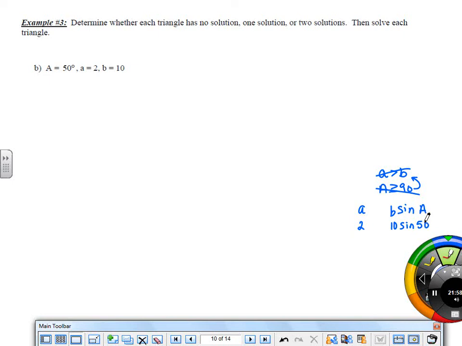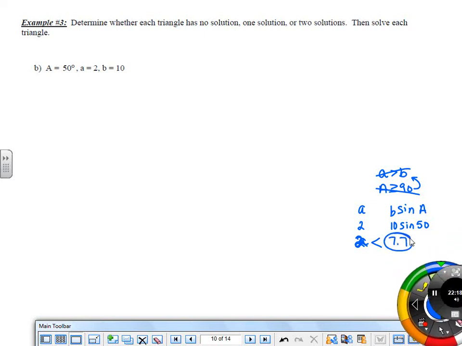So on my calculator, I would figure out 10 times the sine of 50, which is 7.7. And when compared to, 2 is less than 7.7. This means my side length A across from the angle is not long enough to meet the minimum height requirement to build a triangle, which means here there is no solution. There is no triangle that can be built according to those specifications.